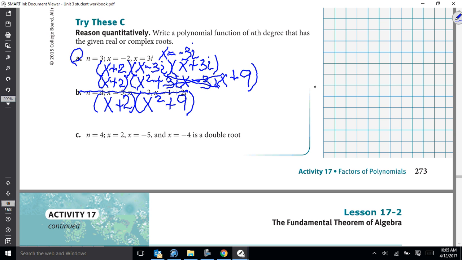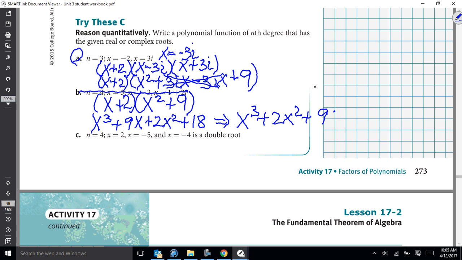All right, so now we're going to multiply these. So x times x squared, x cubed. x times 9, 9x. 2 times x squared, 2x squared. And 2 times 9, 18. All right. So I'm going to put this in standard form. So I want to start with my highest power and work down. So this polynomial has the roots of negative 2, 3i, and negative 3i. That's great.